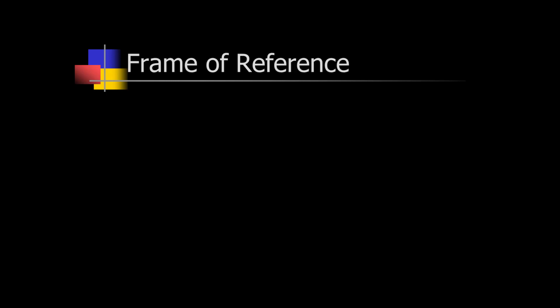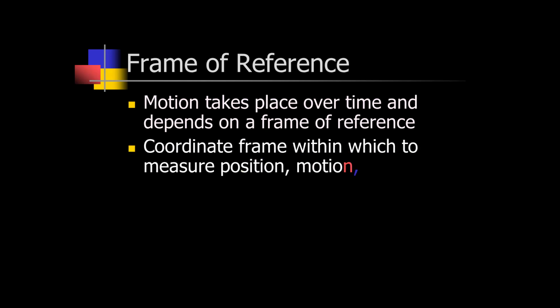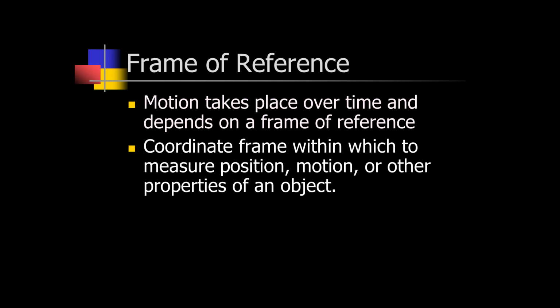Let's check that out. Before that, first, motion takes place over time and depends on a frame of reference. What is a frame of reference? It is a coordinate frame within which to measure position, motion or other properties of an object. Basically, if we are sitting in a room, then that particular room will be our frame of reference where we are making the observations. If we are making the observation on the surface of the earth and we are observing the sun, then this whole earth will be our frame of reference.